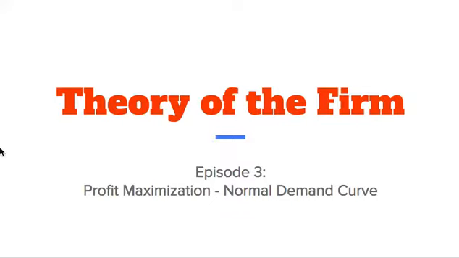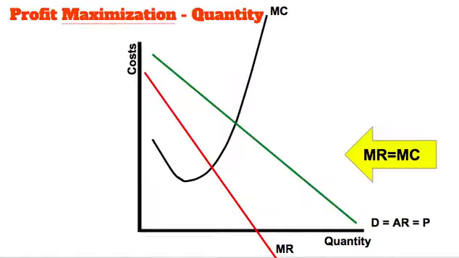Again, and last but not least, we have Theory of the Firm, Episode 3, Profit Maximization, using a normal demand curve, because I think that's the hardest one. Okay, so we're going to start by talking about the profit maximization quantity. We need to know two new curves we haven't discussed yet in this video series.